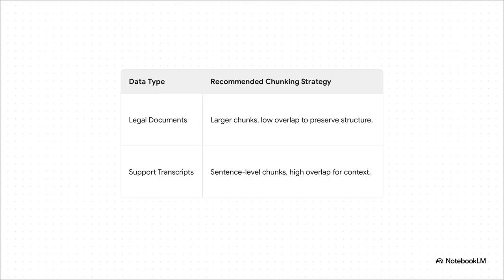For example, your chunking strategy has to be tailored to your data. It's not one size fits all. For something structured like a legal document, you'd probably want larger chunks with very little overlap to make sure you keep important clauses together. But for a messy conversational support transcript, you might chunk it down to the sentence level with high overlap, just to make sure you always capture that crucial back and forth context.